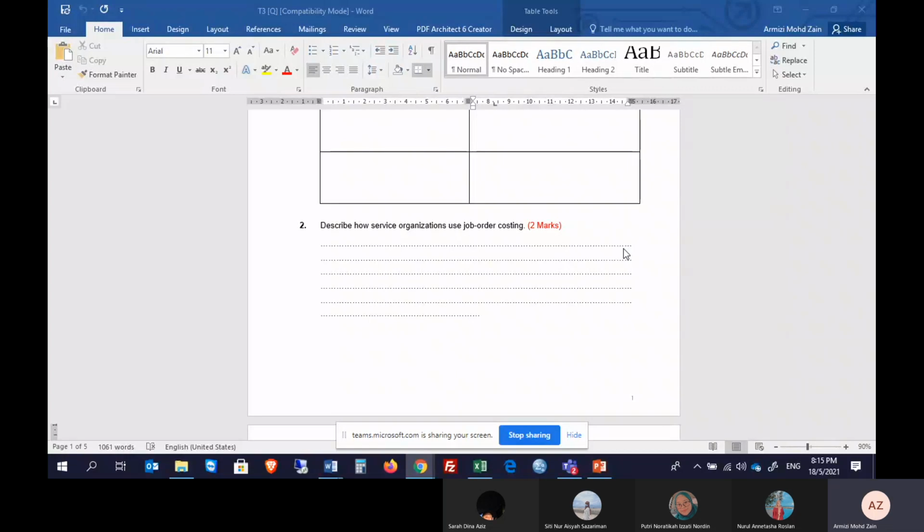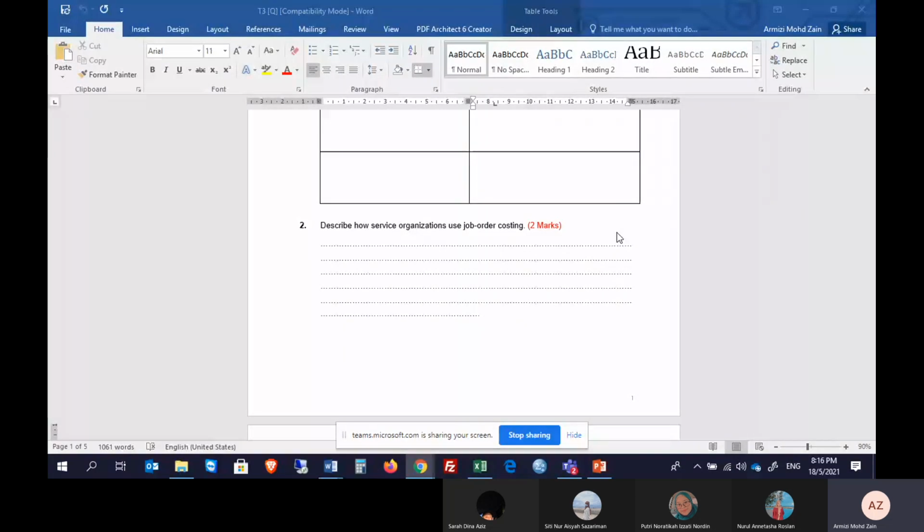Teaching also, consultation as well, coaching services. So describe how service organizations use job costing. Each service company will use job order costing.